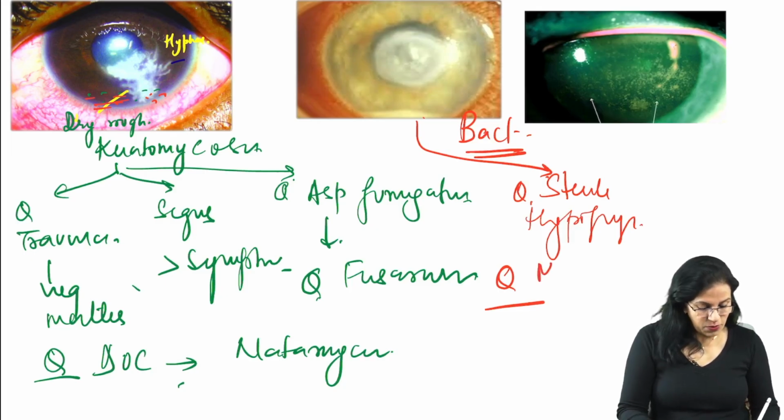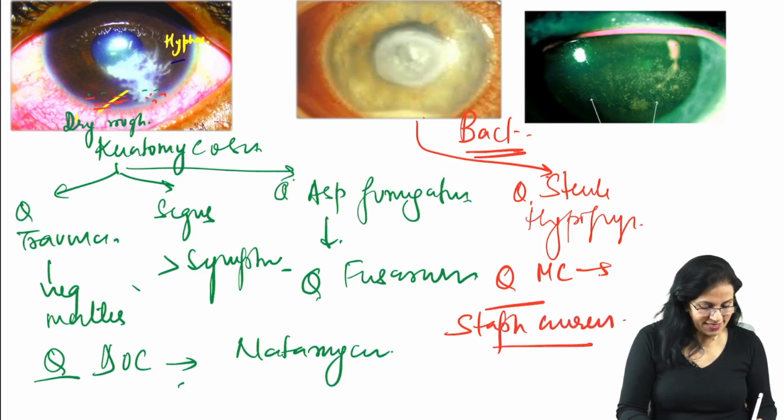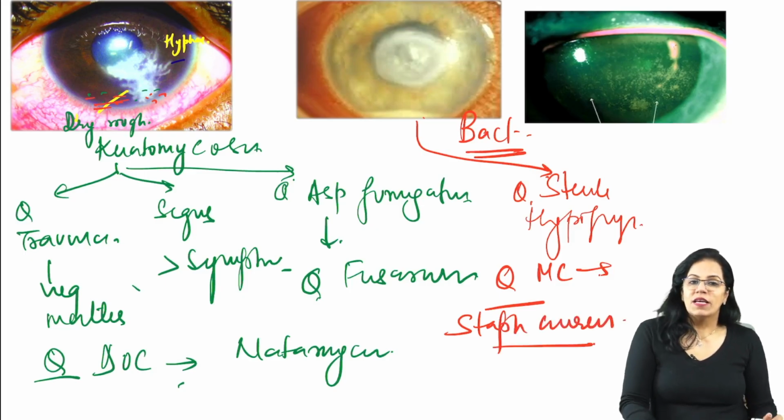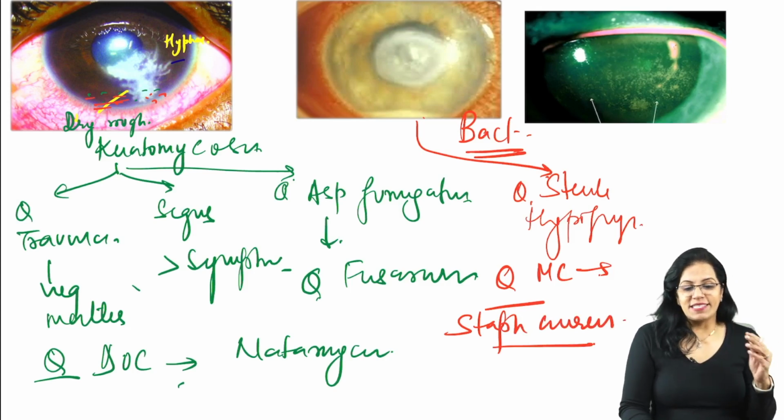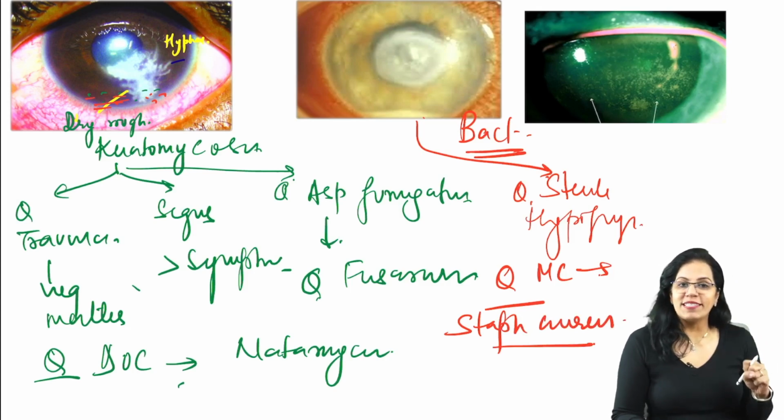The third thing, most common, you will answer is Staph aureus. Most common cause Staph aureus. In India, it is Staph epidermidis, right? So just revise all these topics. I am here to only pick up some important points. You have to revise all this.